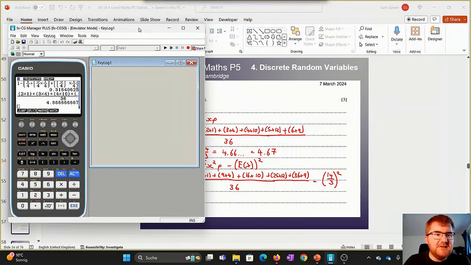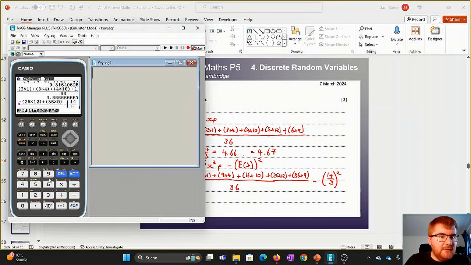So let's look through. We start with our fraction. We have 4 times 1, brackets, plus 9 times 4, plus 16 times 10, plus 25 times 12, plus 36 times 9, okay, all over 36, and then we want to subtract the expected value squared to get the variance. 14 over 3 all squared.